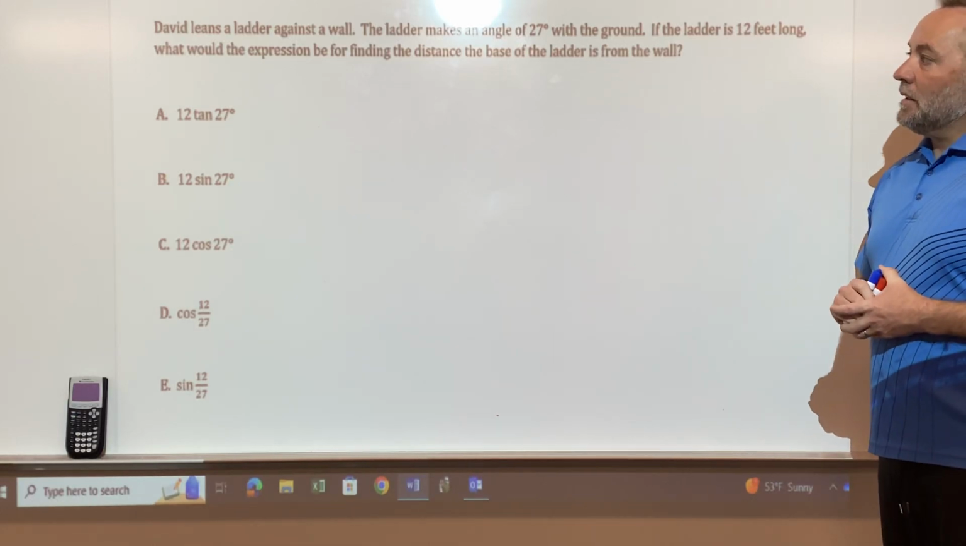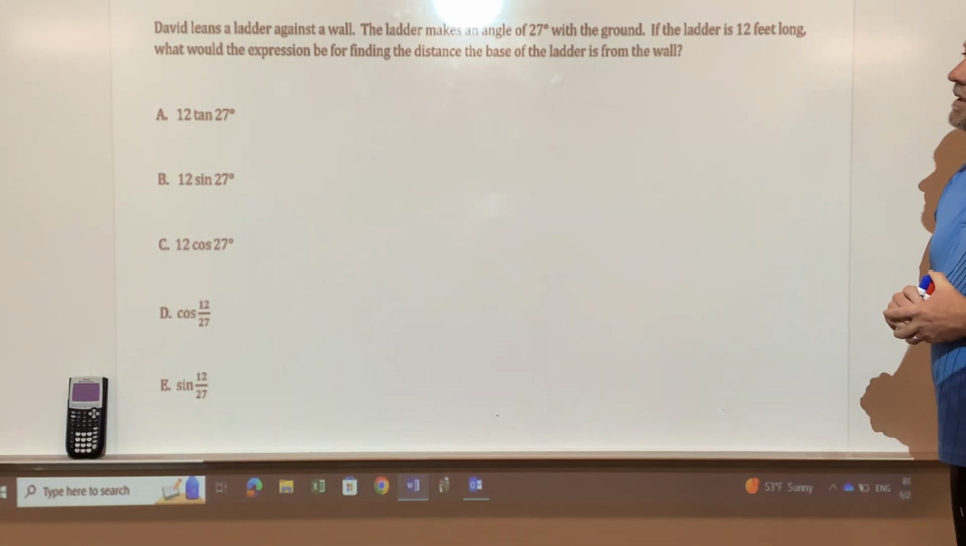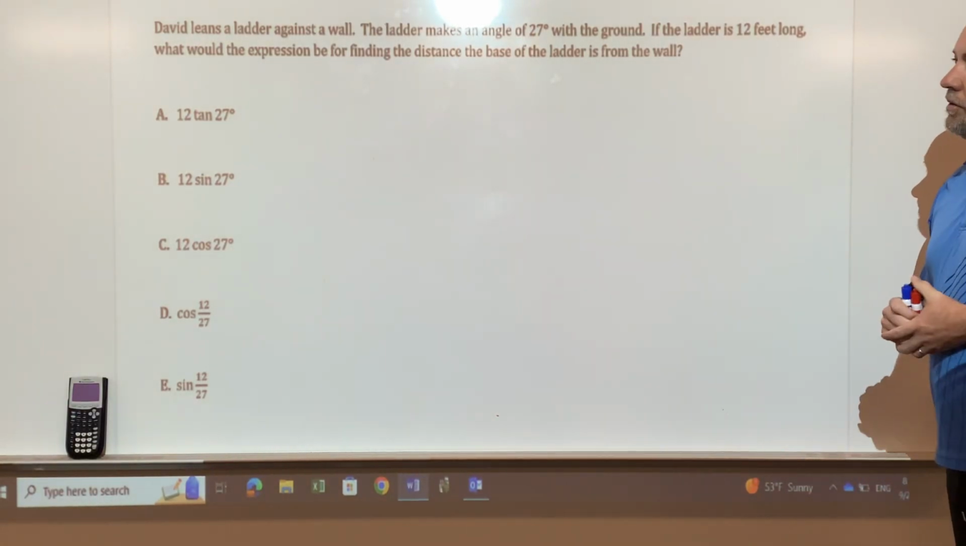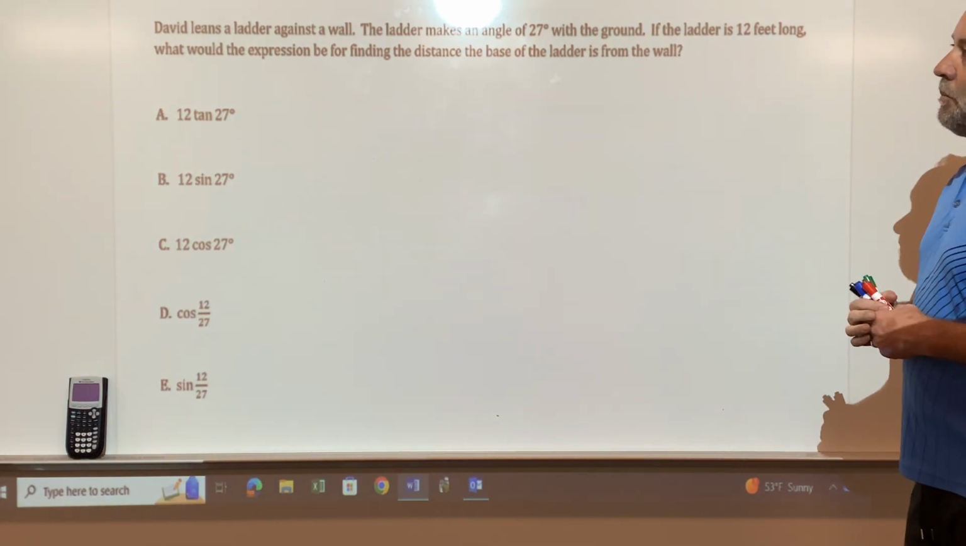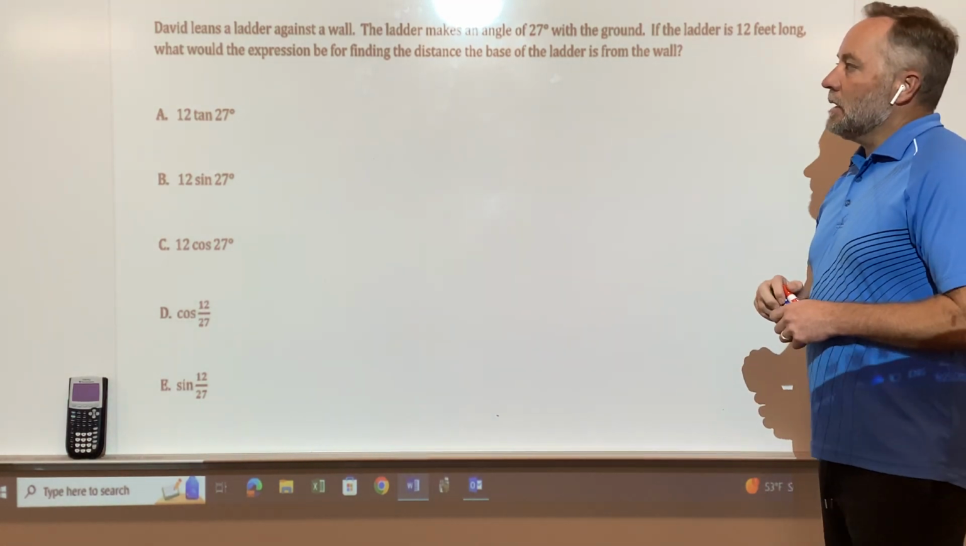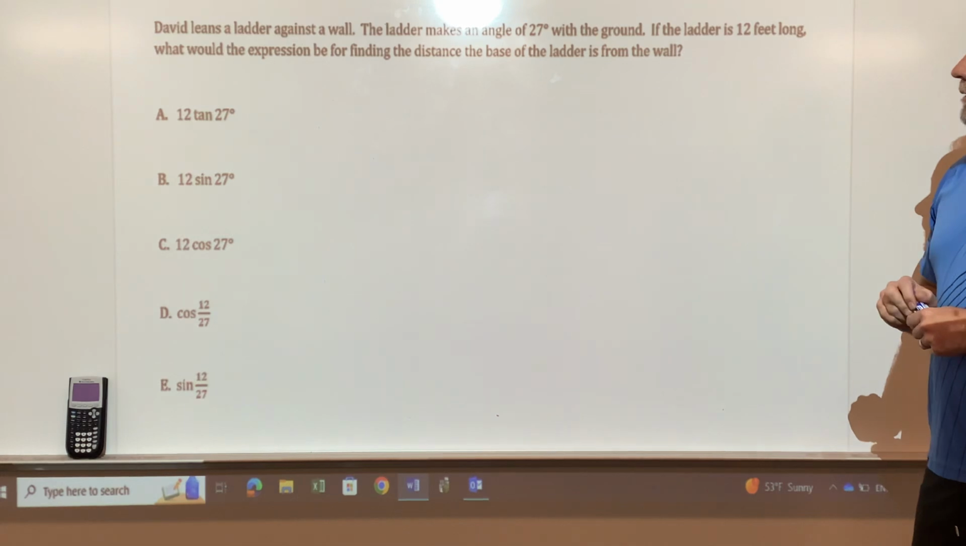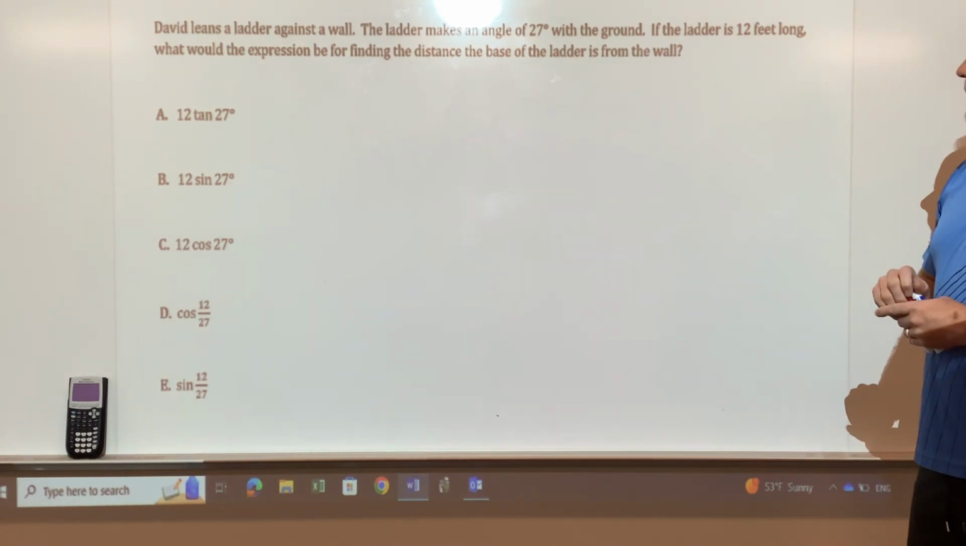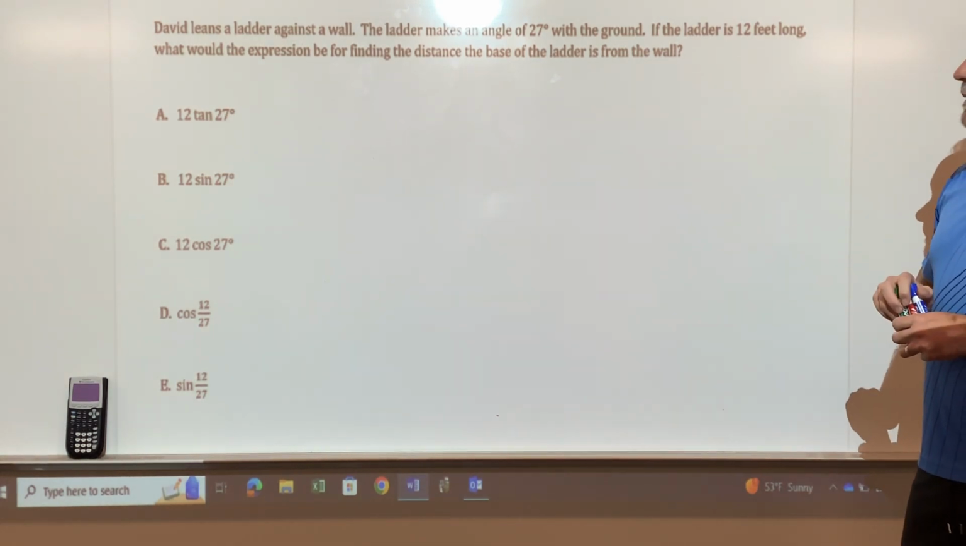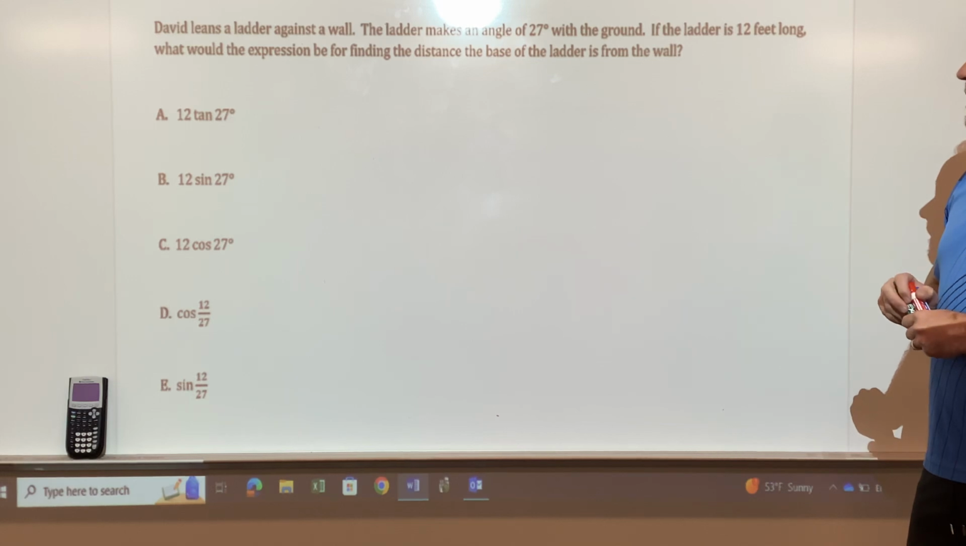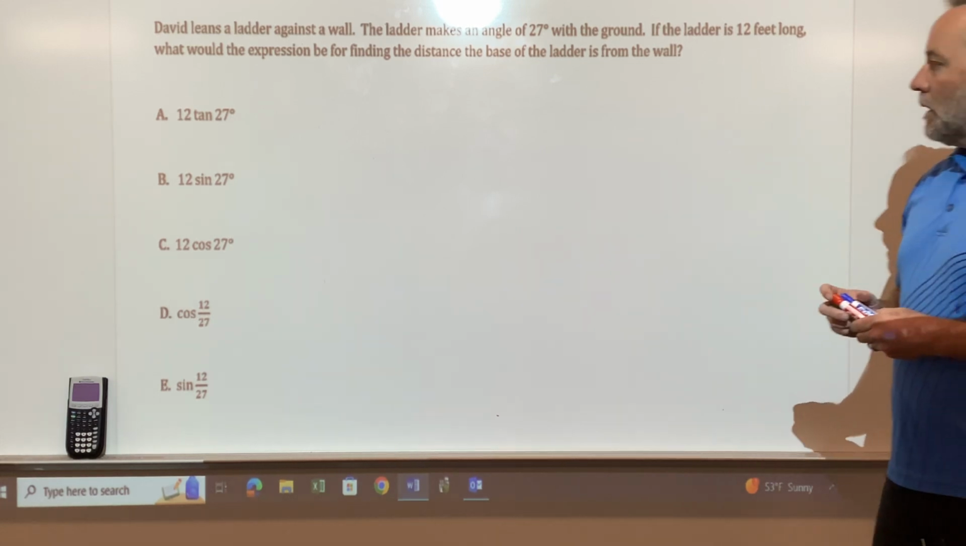This question is asking us about right triangle trigonometry. It gives us a little bit of context, so we have to make sure we understand what it's asking. It says, David leans a ladder against the wall. The ladder makes an angle of 27 degrees with the ground. If the ladder is 12 feet long, what would the expression be for finding the distance the base of the ladder is from the wall?